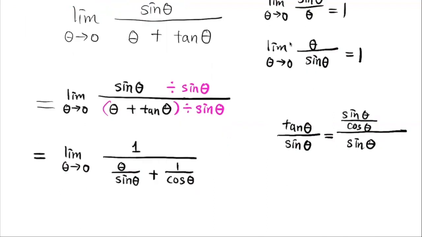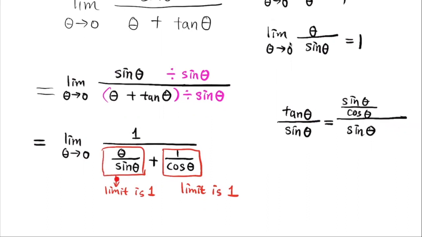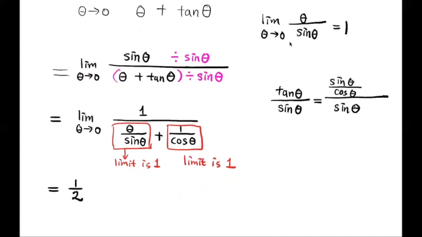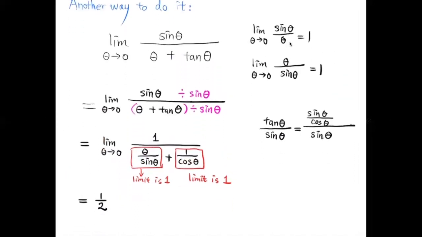And that way, when theta approaches 0, theta over sine theta, which is this one over here, this limit is equal to 1. And this one here, when you substitute 0 into theta, cosine theta is 1, so 1 over 1 is 1. So the limit of this as theta approaches 0 is 1, and the limit of this as theta approaches 0 is 1. So this limit here is 1 over 1 plus 1, which is 1/2. So we got 1/2, the same result as what we have. So this is a way that we can do this problem directly. It's just another way to do it.